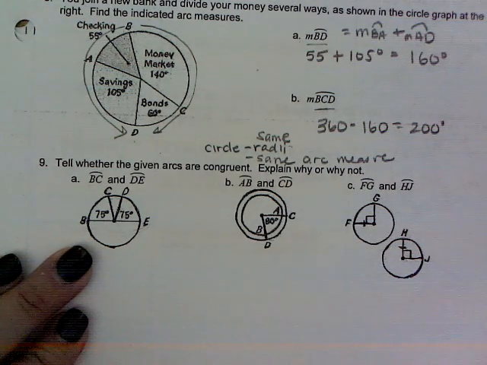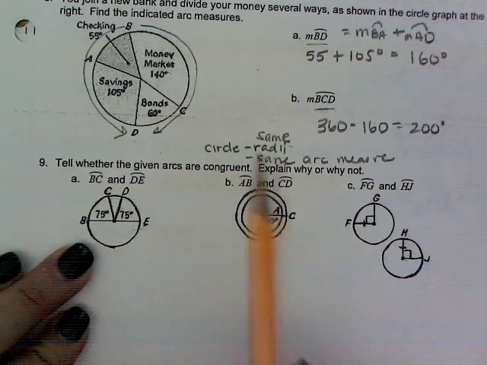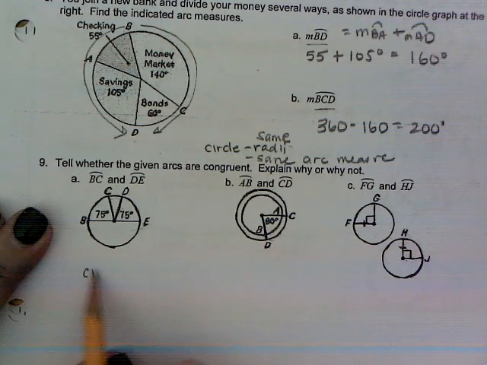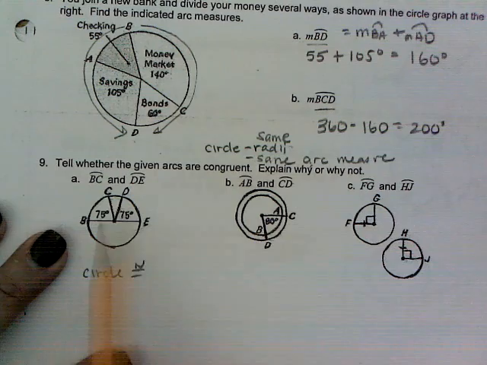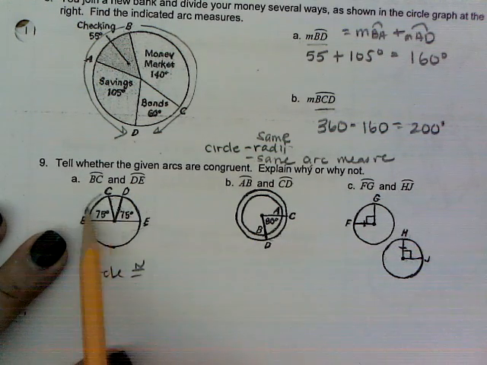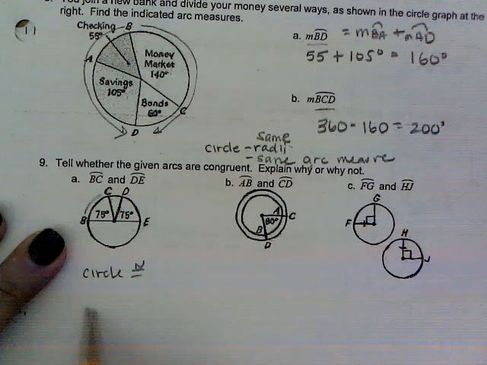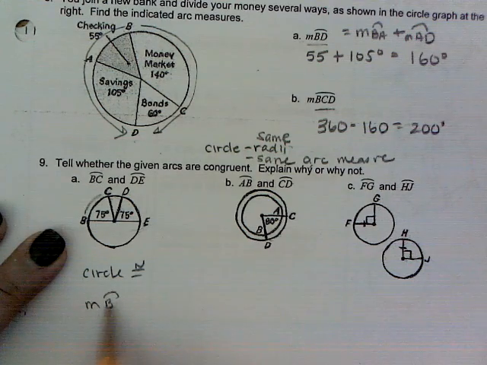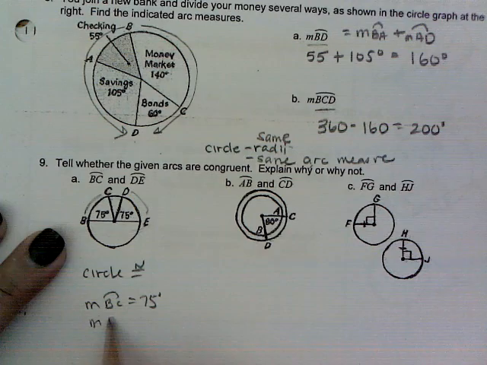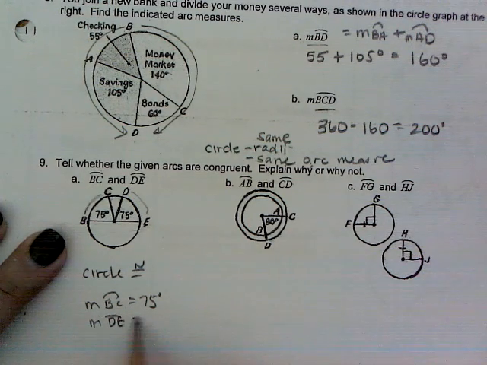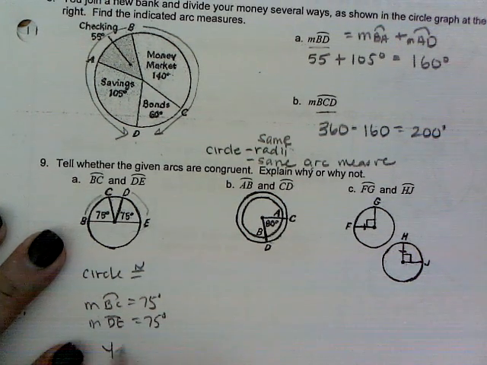Are the circles congruent? Yes, because first of all, it's the same circle, so it has to be congruent. And then my arcs have to be congruent. So here, for BC, what's its arc measure? The measure of BC is 75. And then what's the measure of DE? So are the arcs congruent? Yes.